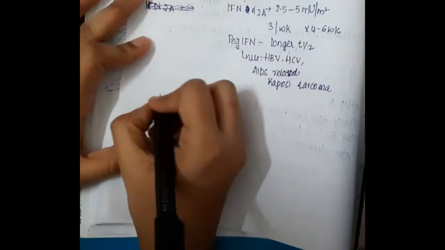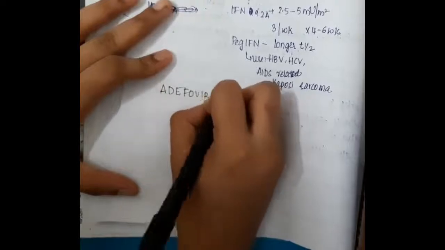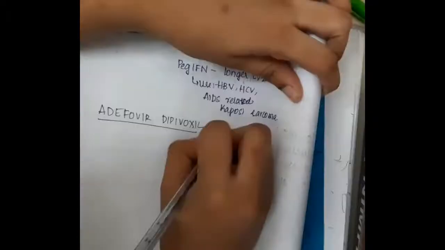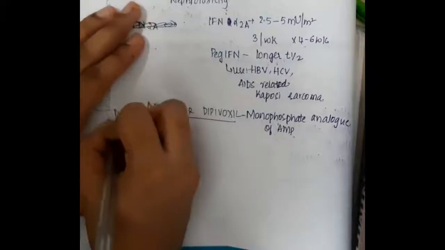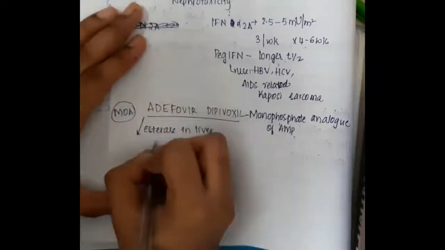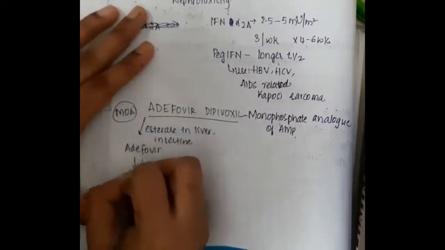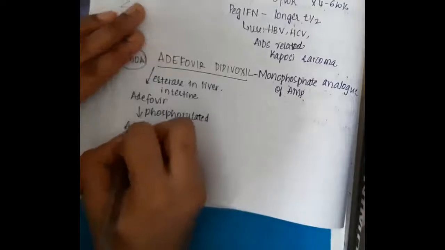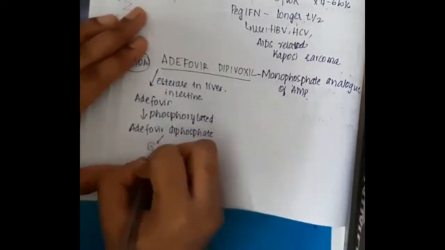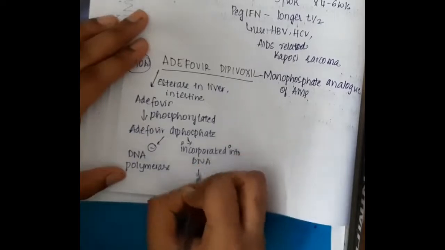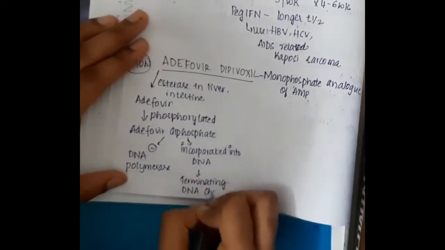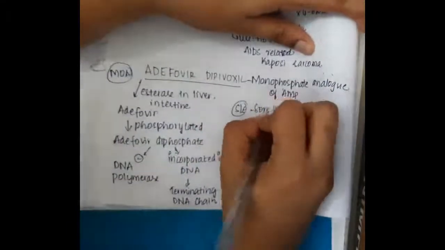In hepatitis B virus, all the drugs are already dealt in HIV. So the only drug which is not dealt in HIV is adefovir dipivoxil, which we will deal here. This adefovir dipivoxil is a monophosphate analog of AMP. If you see the mechanism of action, adefovir dipivoxil is hydrolyzed by esterases in the liver and intestine, and here adefovir is phosphorylated to form adefovir diphosphate. This adefovir diphosphate will inhibit DNA polymerase, and it is also incorporated into DNA, thus terminating the DNA chain.